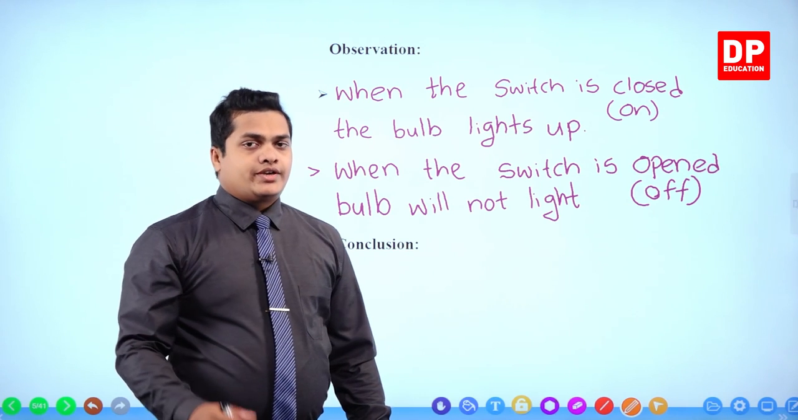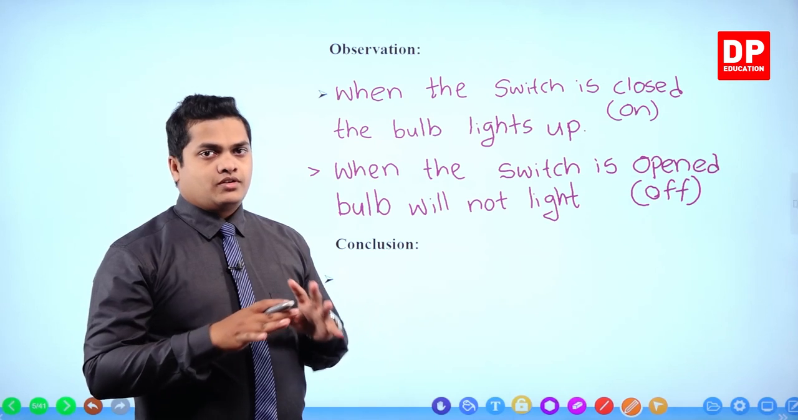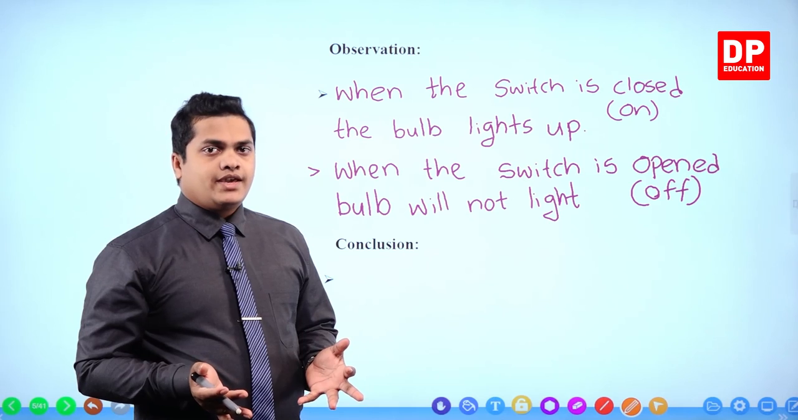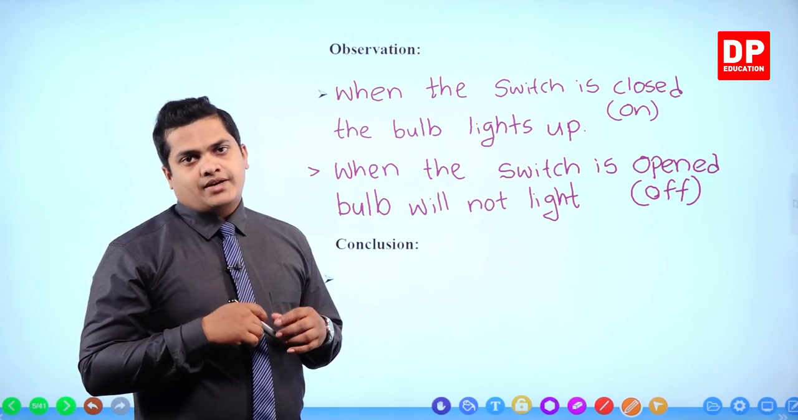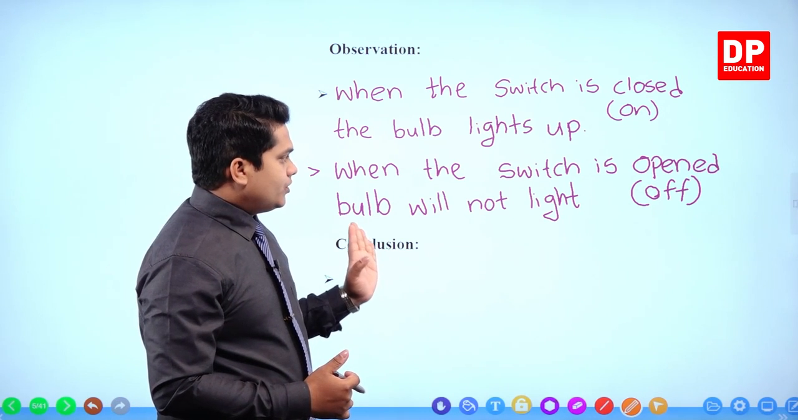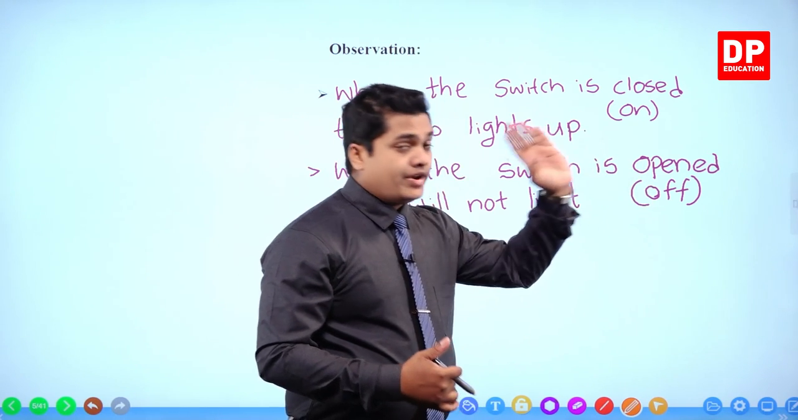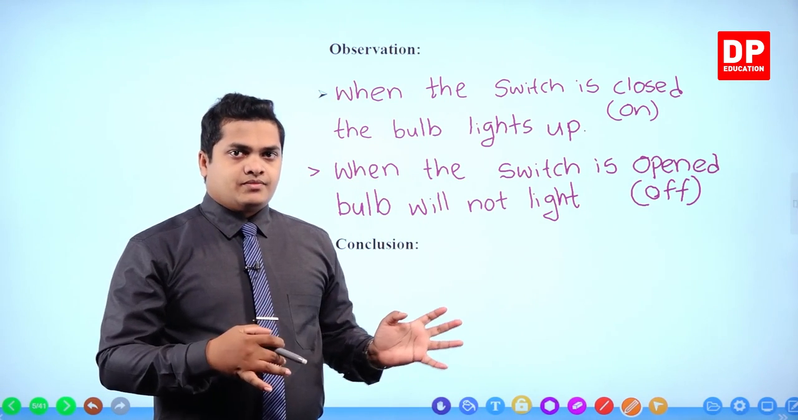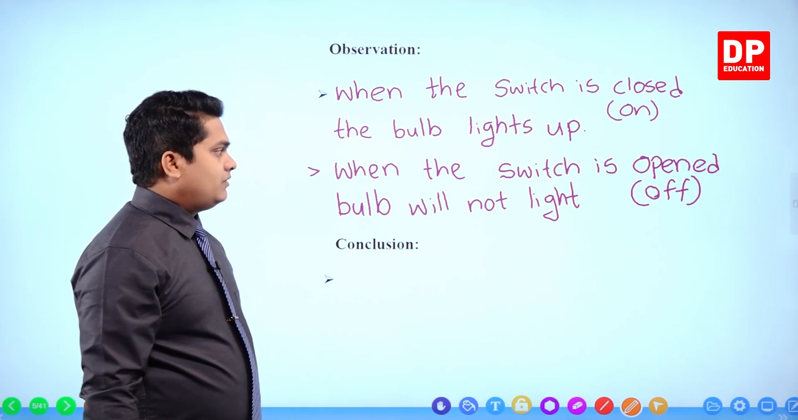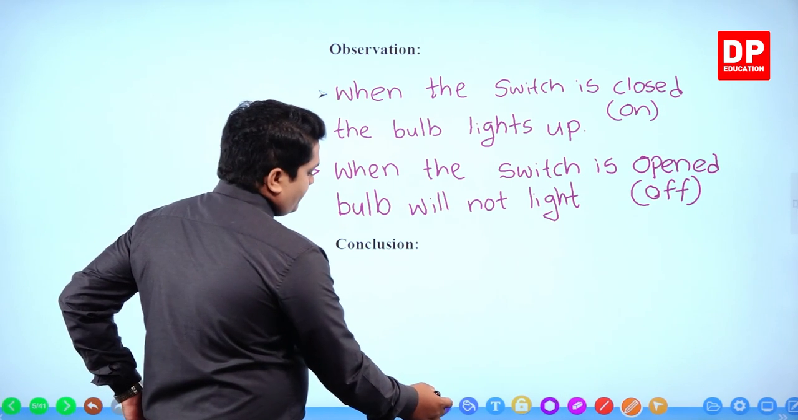Simply, when you are turning on the switch or closing the system, the bulb is going to light up or operate. When you are going to turn off the circuit, means when you open the system or the circuit or the switch, then in that case, the bulb will not light up. Okay. So what is our conclusion from this activity then?